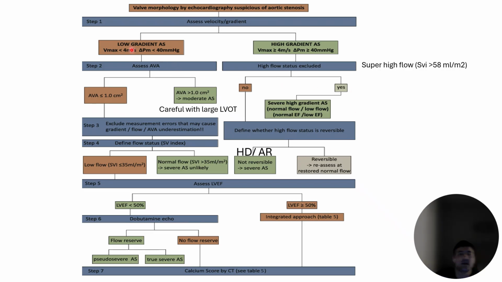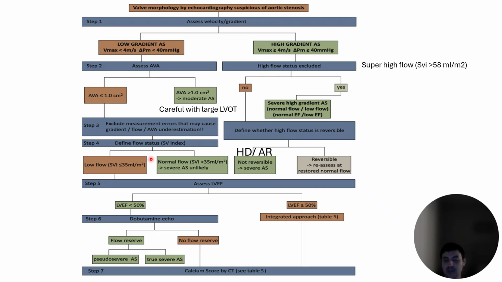If you have low gradient aortic stenosis, less than 4 meters per second, less than 40 mmHg, what are you going to do? Assess the aortic valve area. If it is more than 1, probably it is moderate. You can also use the index here. Why? Because in people who are tall or small, sometimes the valve area doesn't correlate well with body size. Aortic valve area less than 1, so always check your measurements.